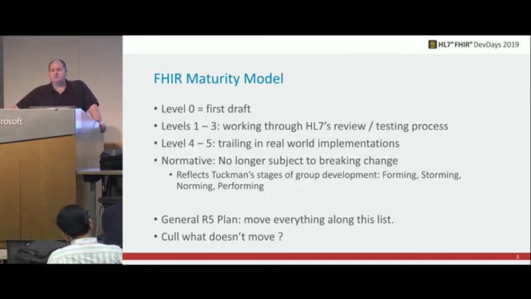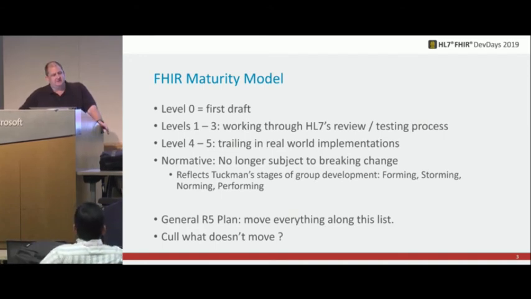And this is based on our maturity model. So when we add stuff to the spec, we add it at what we call level 0, which is the first draft that's added to the specification. And each artifact goes through a process where we gradually work it over to get more and more people to look at it, to argue about its content, to test it. And then we get to trialing it in real-world implementations. And eventually, when we're really confident, we say, well, we're not going to make breaking changes anymore.